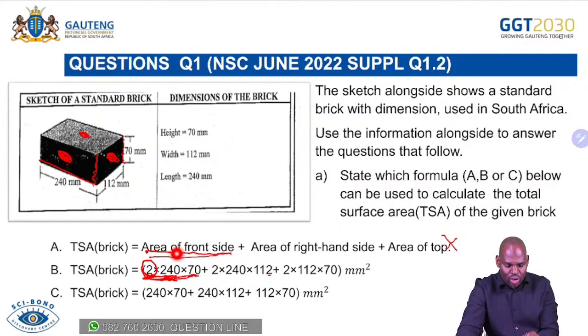Then when you go to the next one, it is 240 multiplied by 112. So 240 multiplied by 112. So there is the 112.